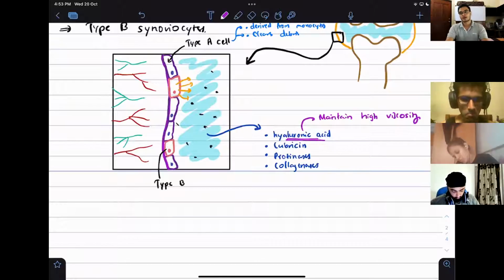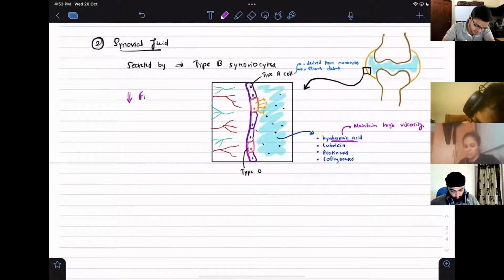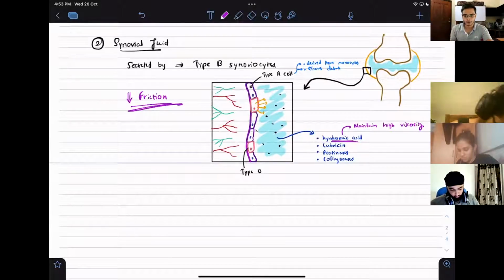Look at this. The next thing, what is the function of synovial fluid? Reduced friction, okay? Reduced friction, right? So that's about synovial fluid.